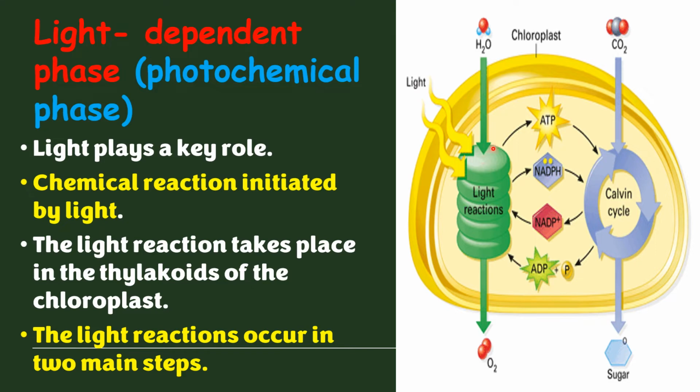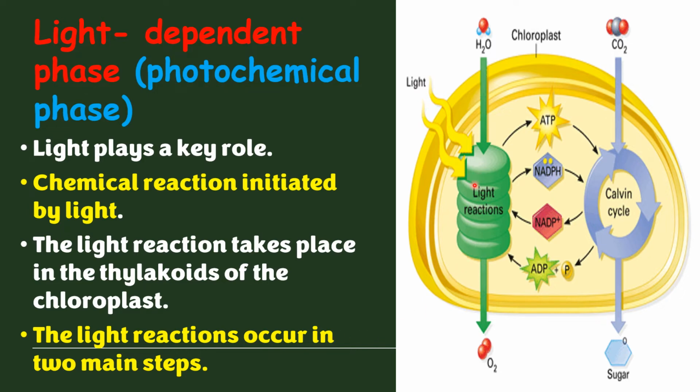Here you can see thylakoids. Those who didn't know that, please go through the video Photosynthesis Part 1. I'll give the link of that video in the description box. Then, where does it occur? The light dependent phase occurs in the thylakoids of the chloroplast. Very important. The light reaction occurs in two main steps.